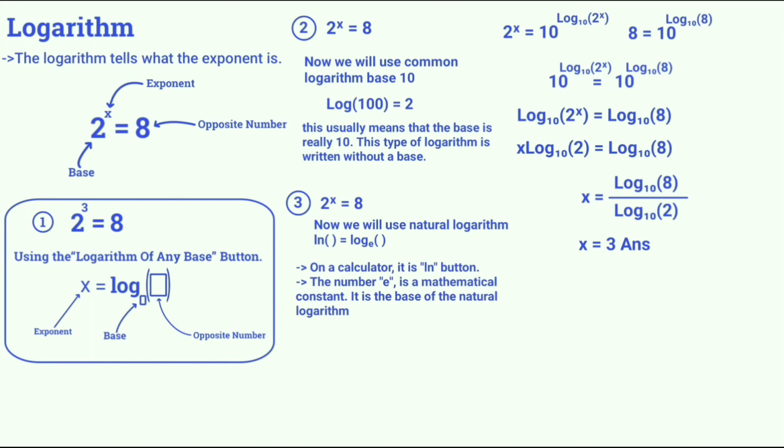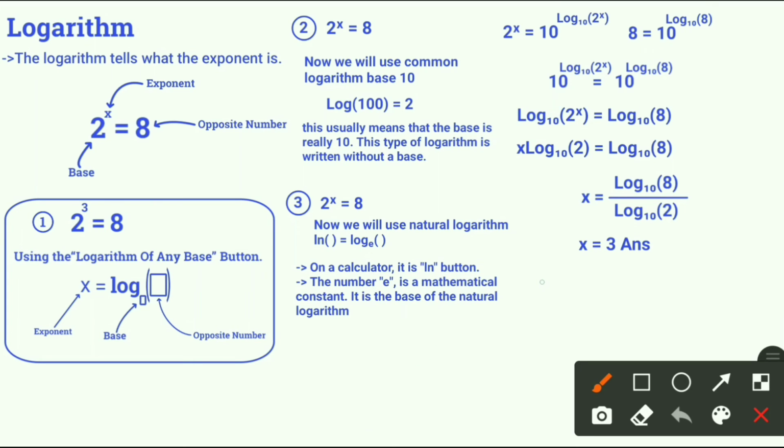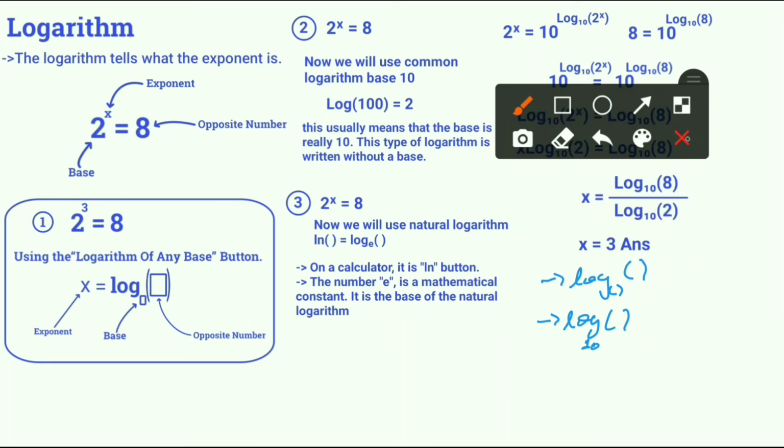Now we will use the natural logarithm. On a calculator it is the ln button. There are 3 types of log. First is log, which you put in here. Second is log, known as log 10. And the third one is ln, which means log e. So there are 3 types of log. This is known as the natural logarithm. On a calculator it is the ln button.